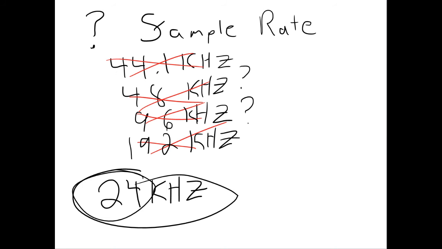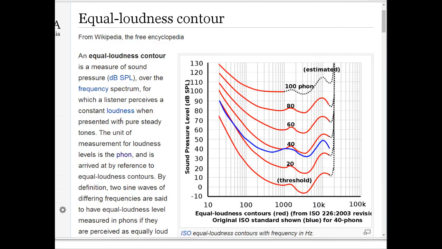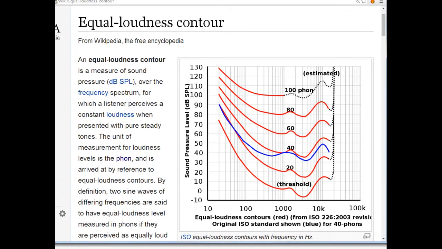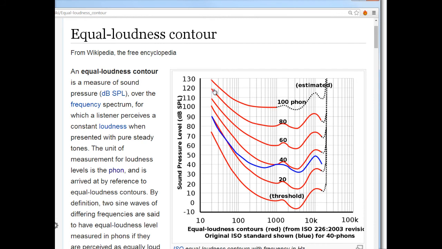So that brings us to the next question. What I have here is a picture of the ISO 226 loudness curves, and what they show is that the ear is a very crappy sensor. Depending on frequency and sound pressure level, the sensitivity of your ear is all over the place. We have all these curves in red, where the bottom one shows the threshold of hearing and the sound pressure level in dB SPL.